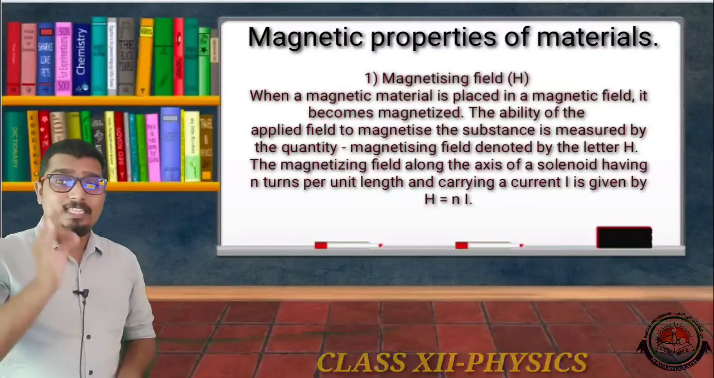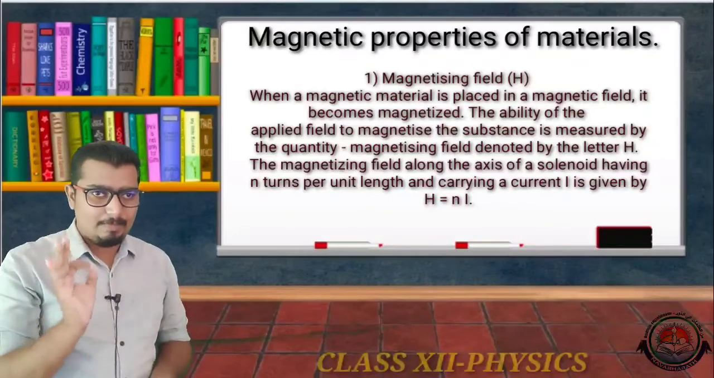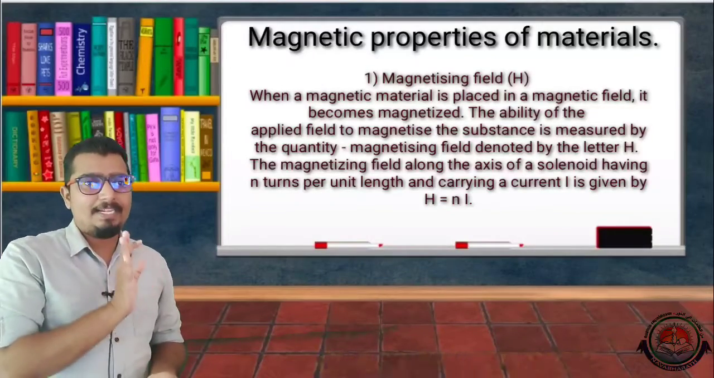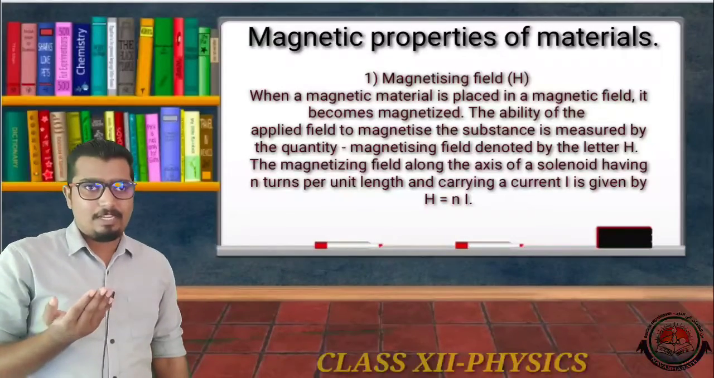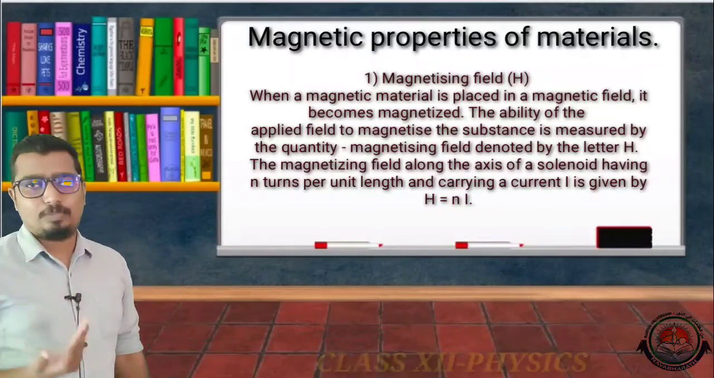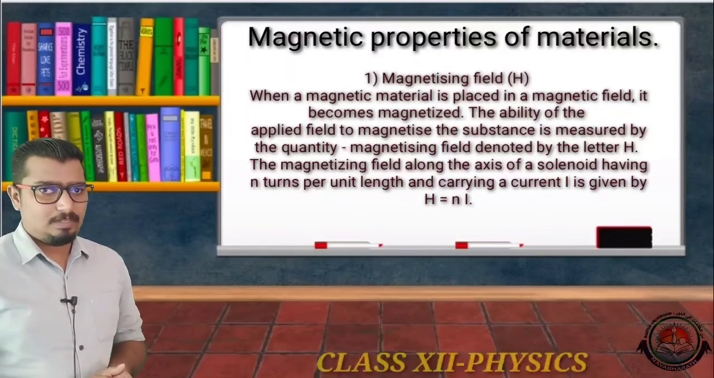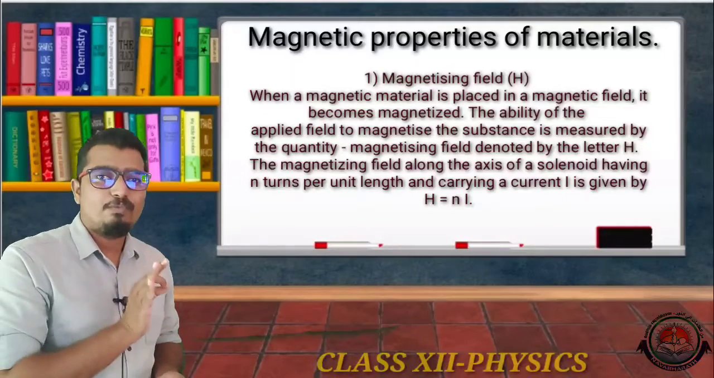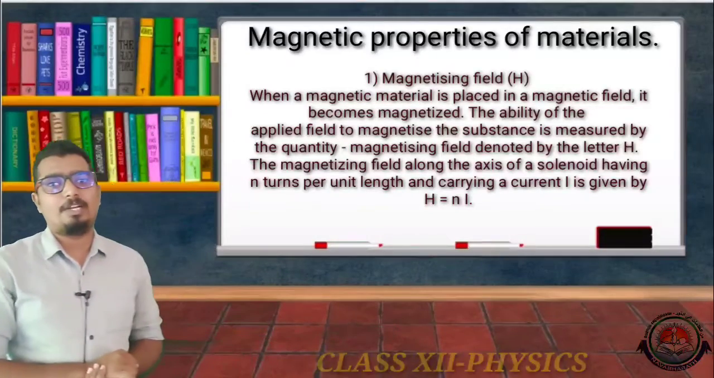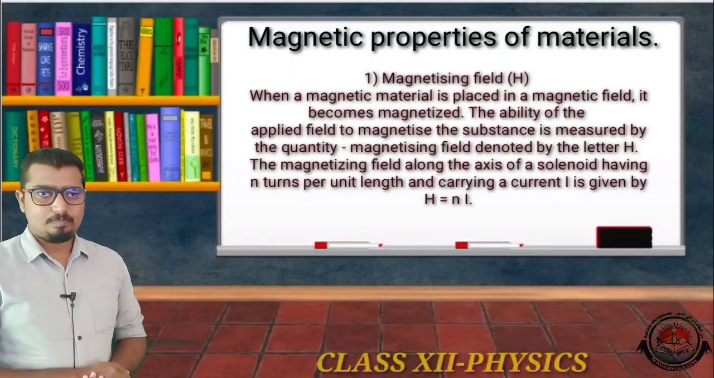The ability of the applied field to magnetize the substance is measured by a quantity called the magnetizing field, and it is denoted by the capital letter H.